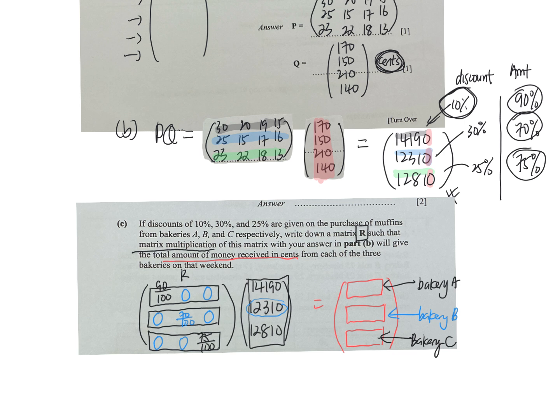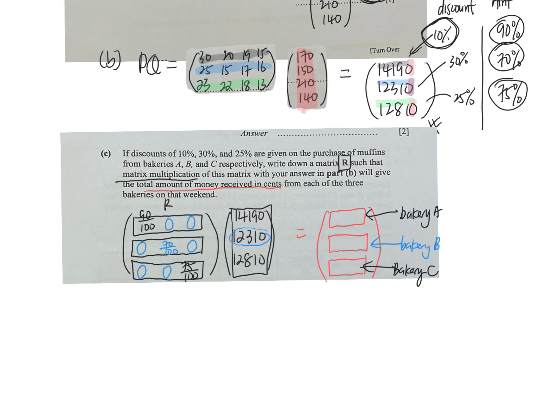So the question doesn't need you to find the total. They want you to find the R. So the R is this one. This is the R they are interested in. This is the answer. They don't need you to multiply. They only want you to find the R. So this is the answer that most of you left out.